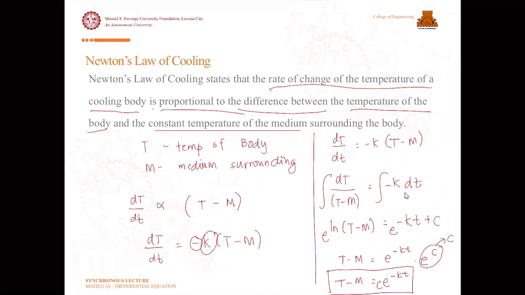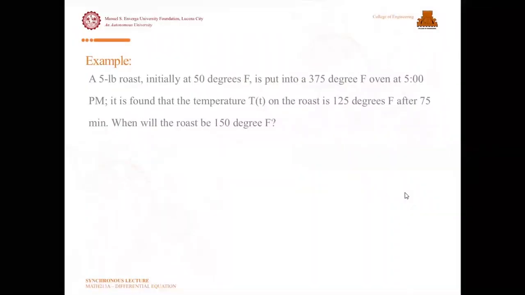So, proceed na tayo sa example. So, let's have our first example. So, a 5-pound roast. So, ibig sabihin, yung turkey roast no, sa ibang bansa, initially at 50 degrees Fahrenheit, is put into a 375 degrees oven at 5 p.m. It is found that the temperature of the roast is 125 degrees Fahrenheit after 75 minutes. Okay? When will the roast be 150 degrees Fahrenheit?